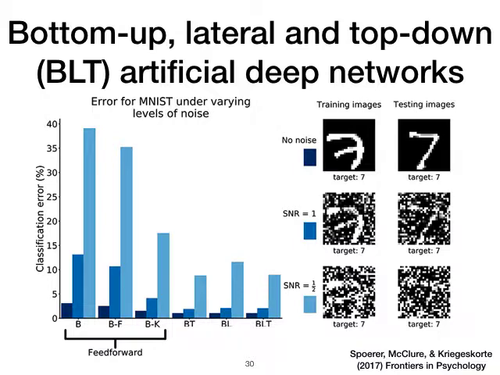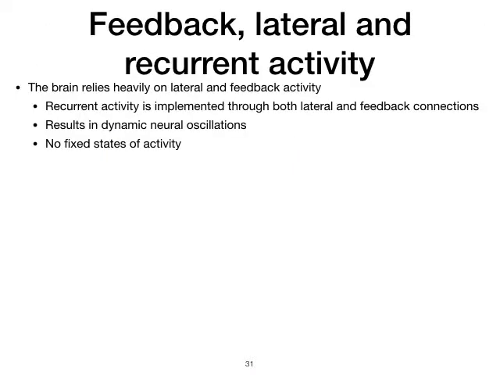Okay, so to summarize this part, the brain relies very heavily on lateral and feedback connections. Recurrent activity is implemented through both lateral and feedback connections. So a cell's activity can affect itself through feed-forward feedback interactions and through lateral interactions in the same layer. So this results in a dynamic network which has neural oscillations, basically. So there's no fixed state of activity here.